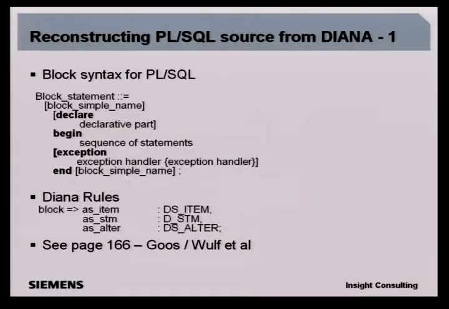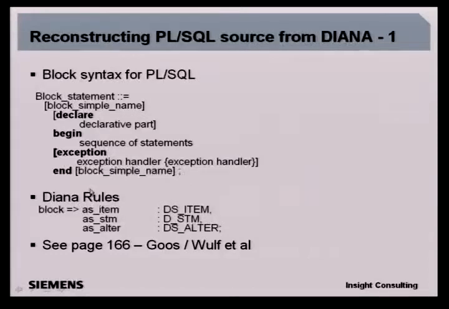So, reconstructing PLSQL source code from Diana. Just looking at the block syntax for PLSQL, this is taken from Ada, but it's basically the same. The top bit there is actually from the Backus-Naur form of the compiler, showing what the block statement is constructed of. It can have a simple name in Ada. It has a declare keyword. The declarative part is where you put the local variables. A begin statement, that's where you put your statements like if something, else something, or whatever else. And an exception keyword where the exception handler will go, and then an end keyword.